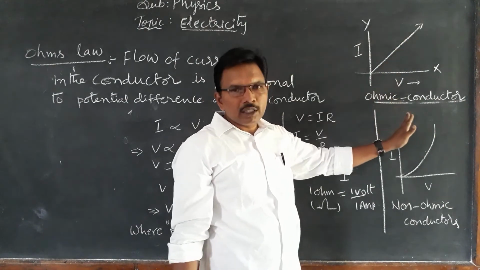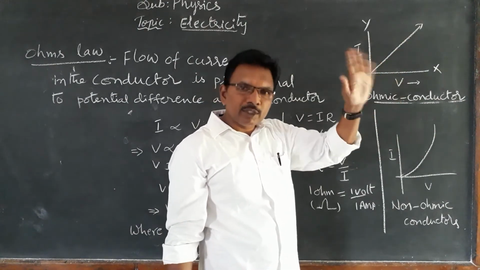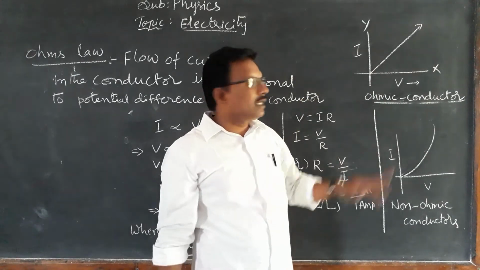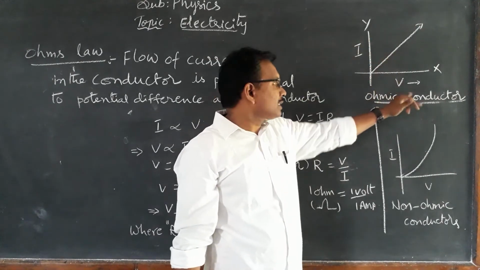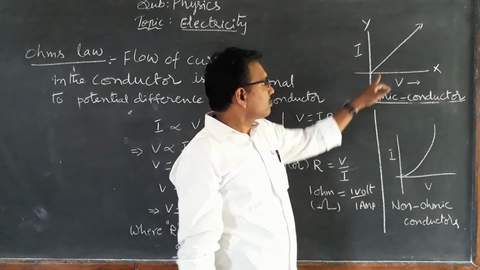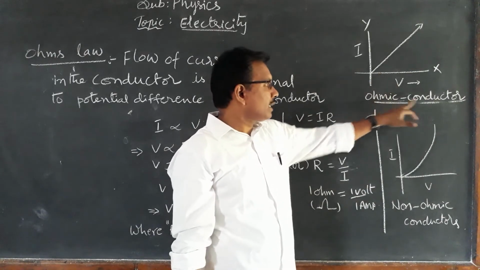For 1 volt, there is a certain increase, and for 2 volts, that much more increase. So the current increases in the same way as the voltage. This straight line represents ohmic conductors.